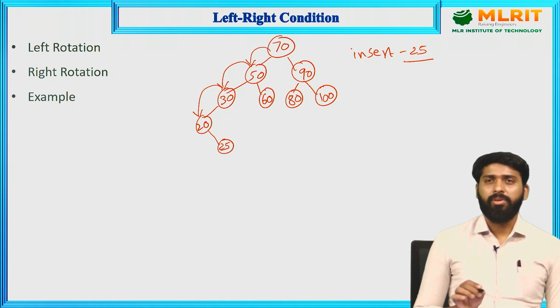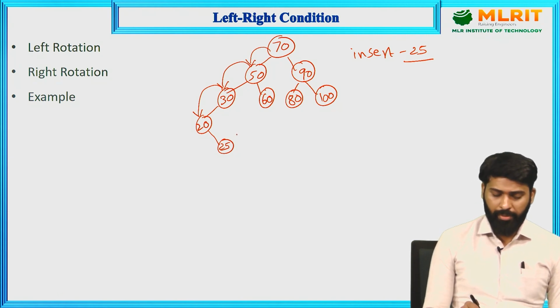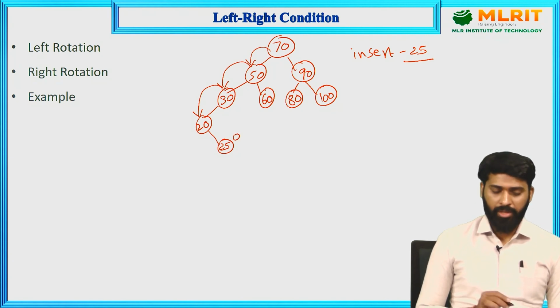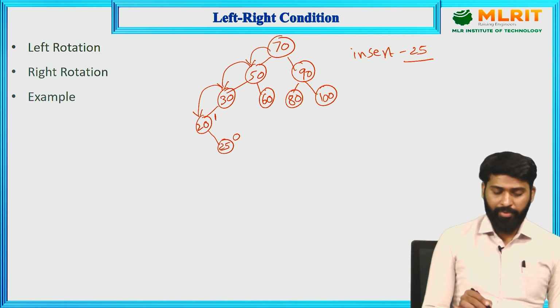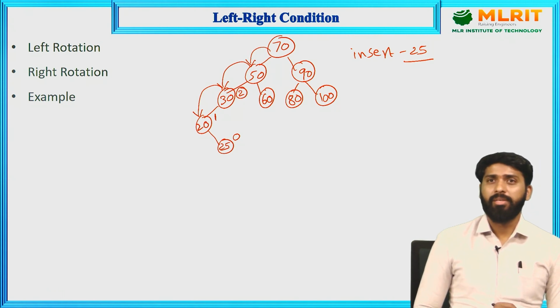What is the second step? Calculate the balancing factor. For 25 the balancing factor is 0, for 20 the balancing factor is 1, for 30 the balancing factor is 2. It violates the AVL tree property.